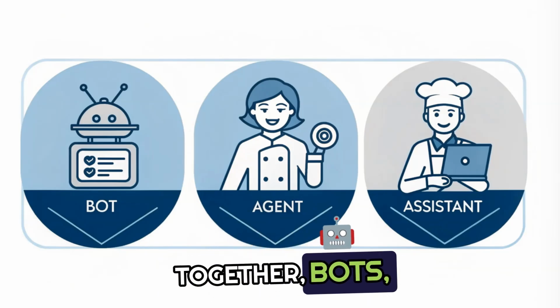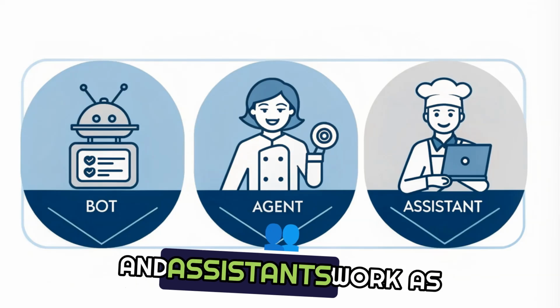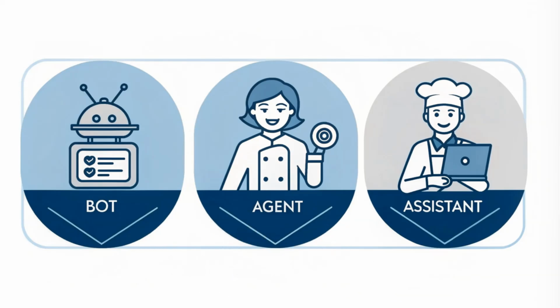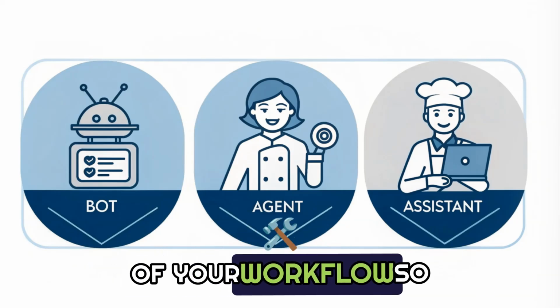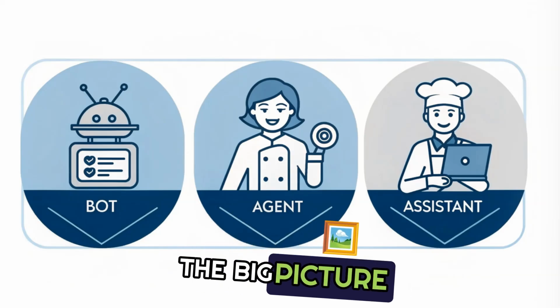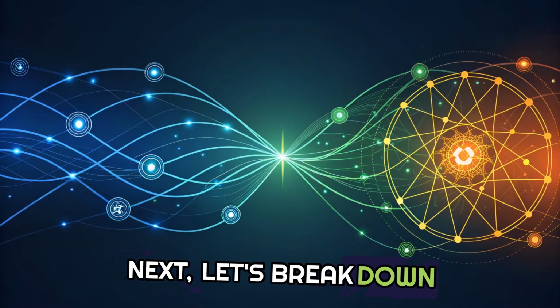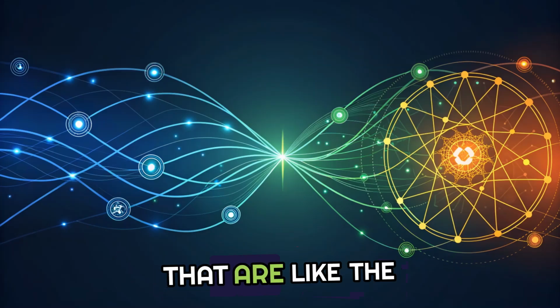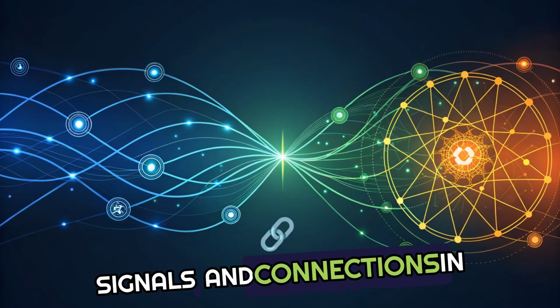Together, bots, agents, and assistants work as a team, each handling different parts of your workflow so you can focus on the big picture. Next, let's break down some core terms that are like the signals and connections in automation.